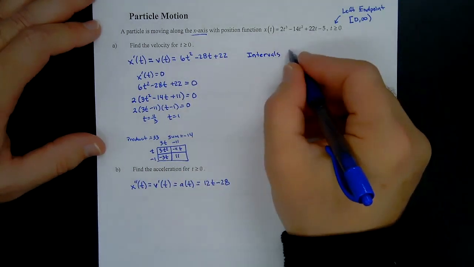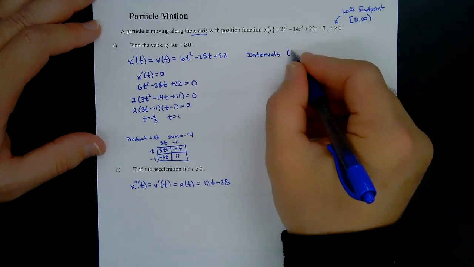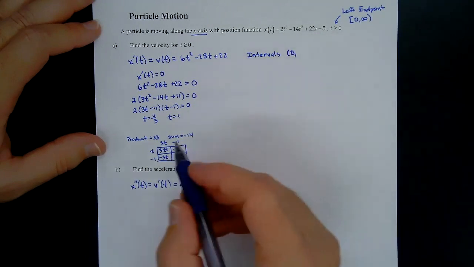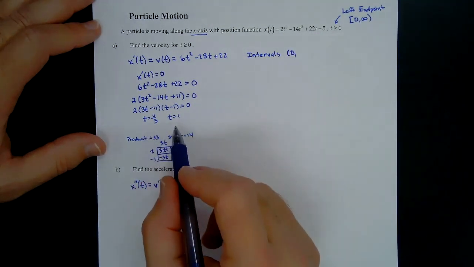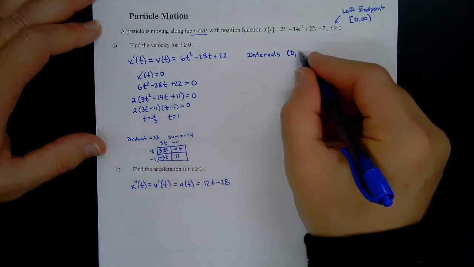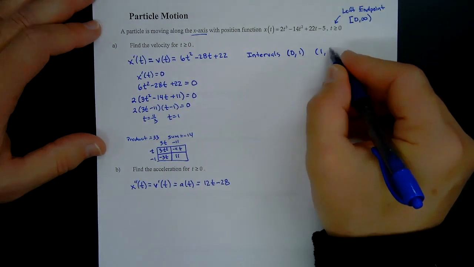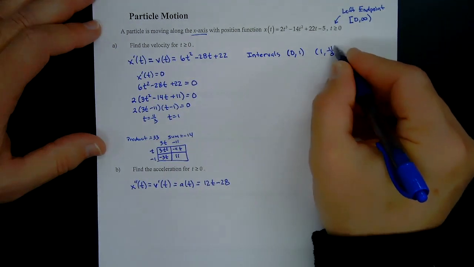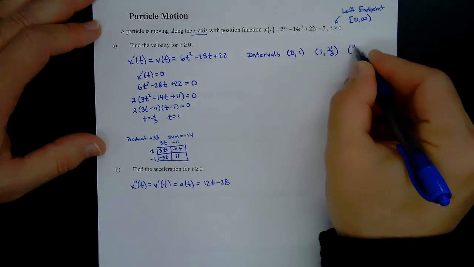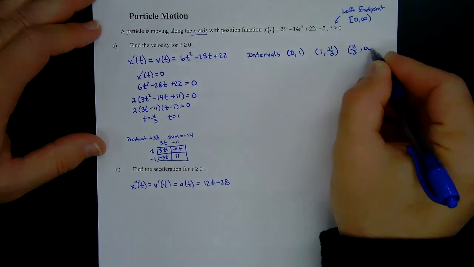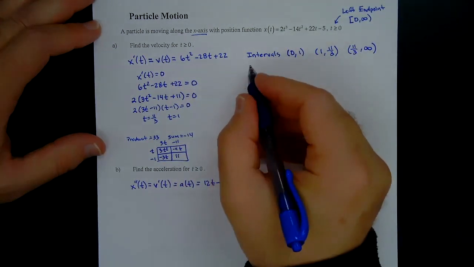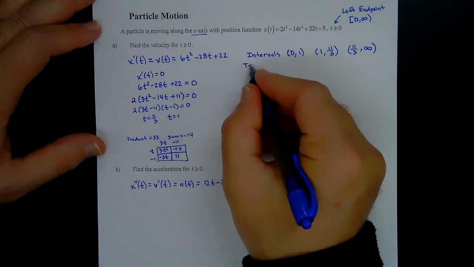And we're going to start at 0. 0 to the first one, which would be 1. And then 1 to 11 thirds. And then 11 thirds to infinity. Okay? And then we're going to look at a test point.